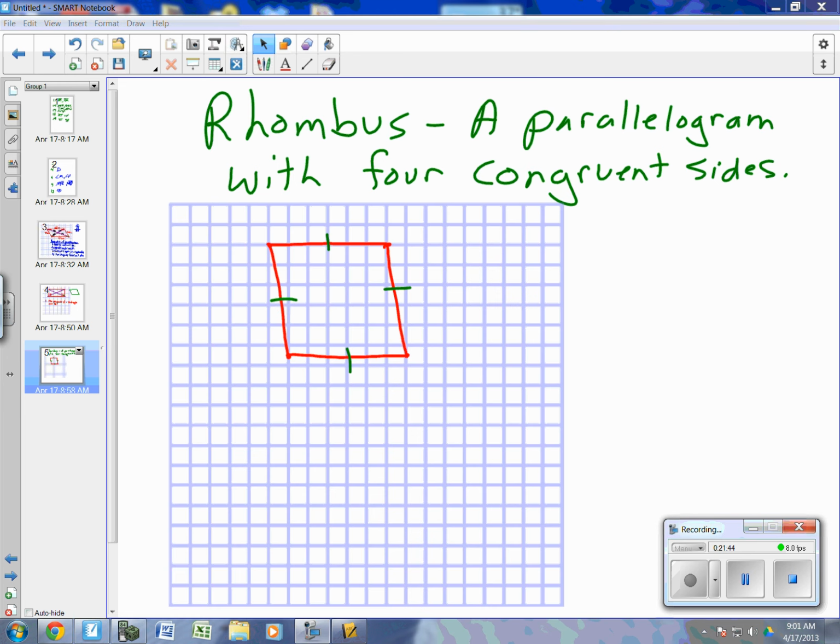A rhombus has 4 congruent sides. A kite's not the same thing as a rhombus. No, I said it was a diamond. A kite has one like this.